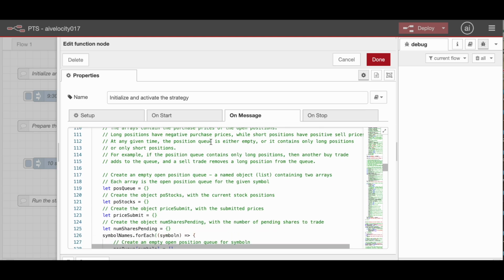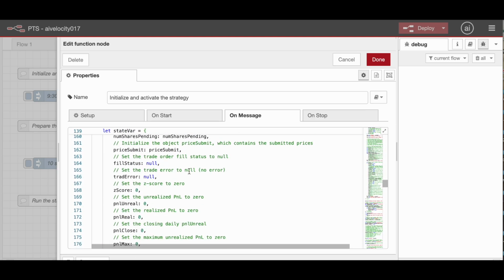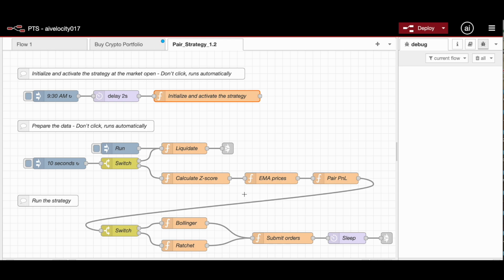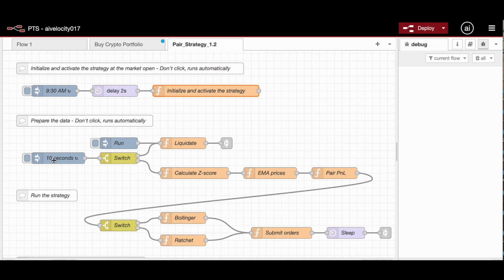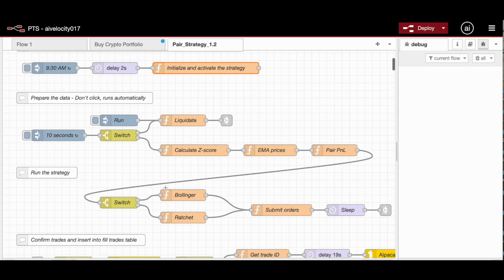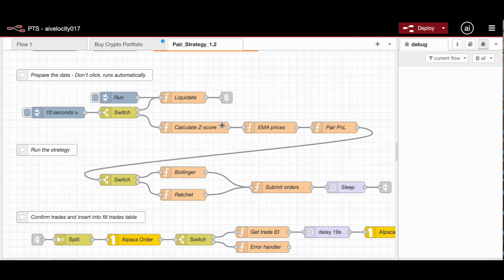So there's a lot of definitions involved. There's some explanations here; when you see green type, that's documentation. But then this flow here is designed so that every 10 seconds during the trading day, it will execute. And it calculates various things like a z-score, so it knows when to buy, when to sell. All these calculations are being done in here.